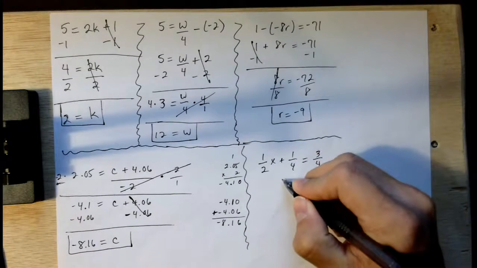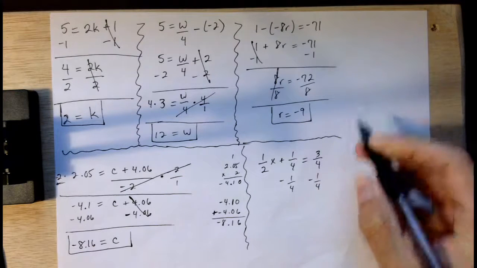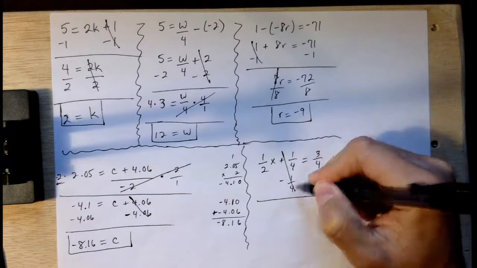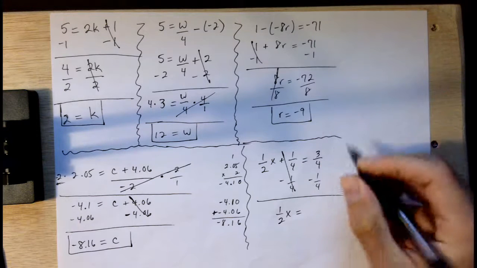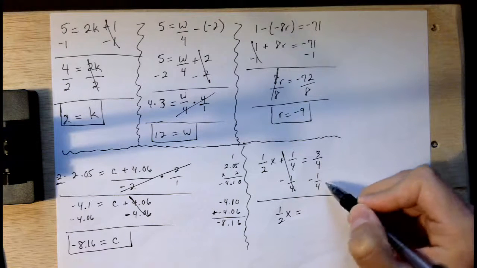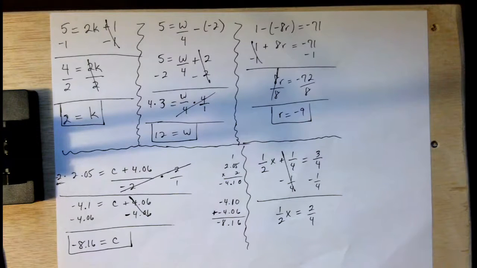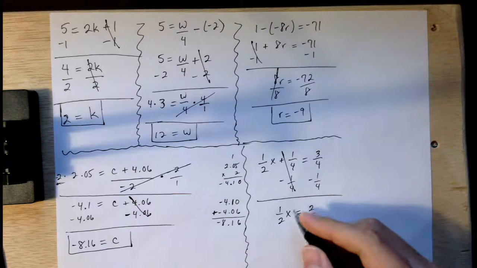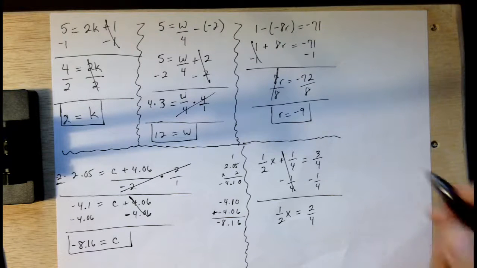So I'm actually going to subtract 1/4 from both sides. Positive 1/4 and a negative 1/4 will cancel out. I'm left with 1/2 x. And then I have 3/4 minus 1/4, which is going to give me 2/4. Now this is a one-step equation dealing with rational numbers, fractions. In order to get rid of this 1/2, 1/2 is multiplying x. So the inverse is essentially dividing by 1/2.